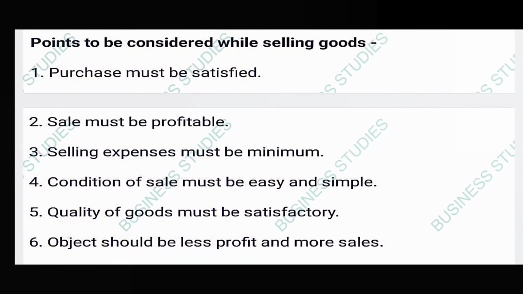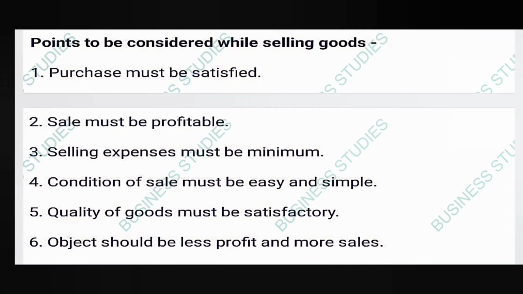First, the purchaser must be satisfied, meaning whoever is purchasing the goods should be satisfied. Second, the sale must be profitable, meaning whatever amount the goods are sold for, it should be profitable to the seller. Thirdly, the selling expenses must be minimum, meaning whatever expenses are incurred in selling the goods should be minimum. Fourthly, the condition of sale must be easy and simple, no hard conditions should be made. Fifth, the quality of goods must be satisfactory, meaning the goods should be of good quality.